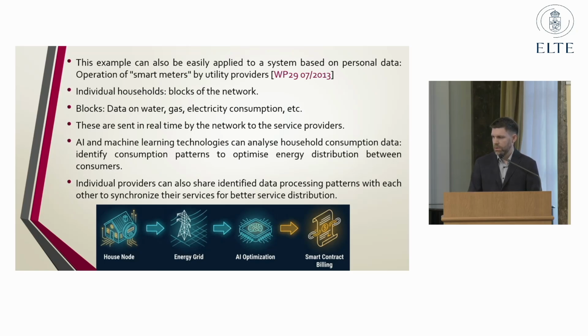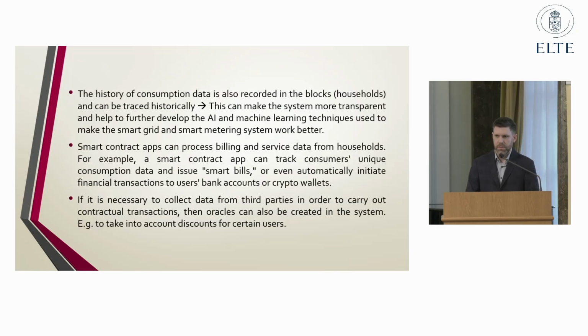AI and machine learning technologies can analyze the household consumption data and identify consumption patterns to optimize energy distribution between the consumers. Individual providers can also share identified data processing patterns with each other to synchronize their services for a better service distribution. The history of consumption data is also recorded in the blocks and can be traced historically, and this can make the system more transparent and help to further develop the AI and machine learning techniques used to make the smart metering system work better.